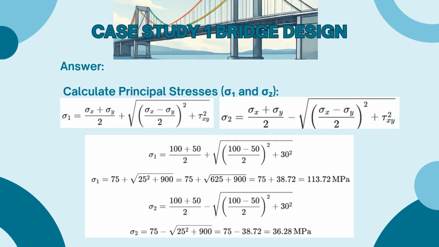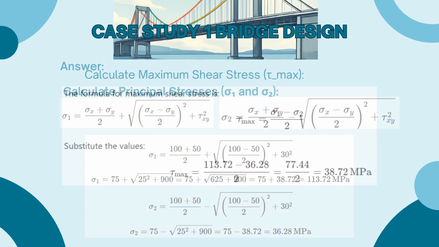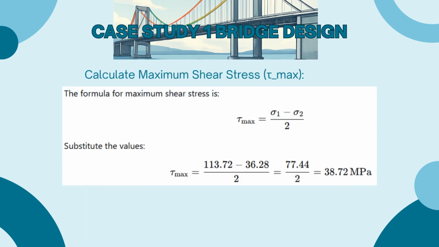Let's calculate the principal stresses, sigma 1 and sigma 2, for the bridge beam. Given the normal stresses, sigma x equals 100 megapascals, normal stress in the x direction, sigma y equals 50 megapascals, normal stress in the y direction, tau xy equals 30 megapascals, shear stress. We use the principal stress formulas. Thus, the principal stresses are, sigma 1 equals 113.73 megapascals, sigma 2 equals 26.36 megapascals. These principal stresses are crucial for understanding how the beam will behave under the applied bending load.